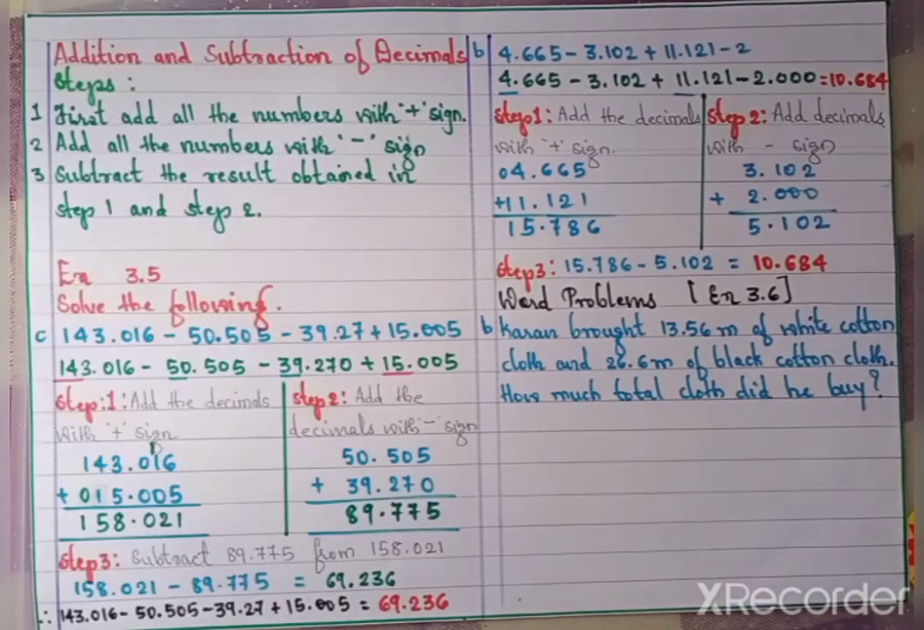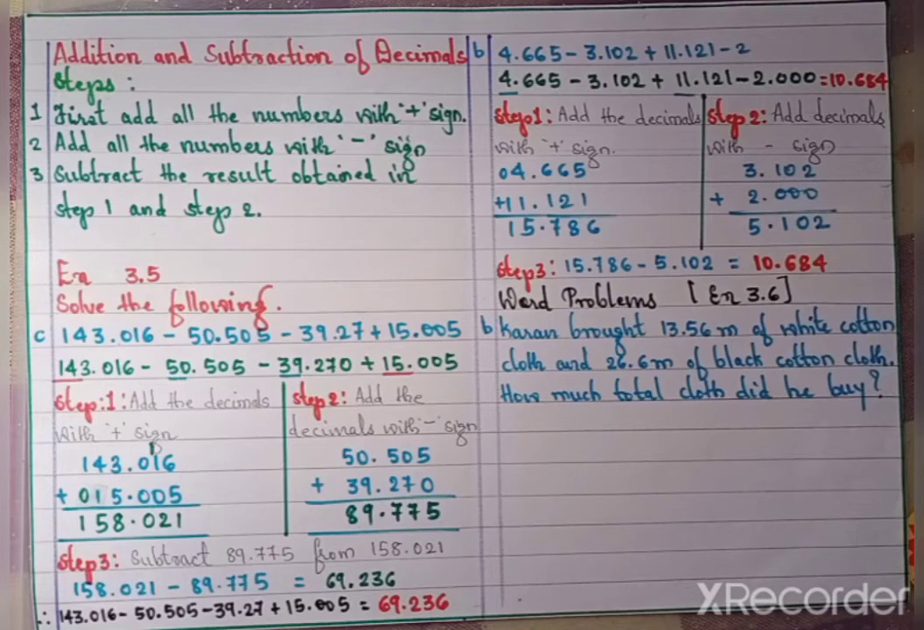Now we shall see word problems. So we have here the first word problem from exercise 3.6. Karan bought 13.56 meter of white cotton cloth and 26.6 meter of black cotton cloth. How much total cloth did he buy? So from this word you can understand finding total means we have to add the given decimals.